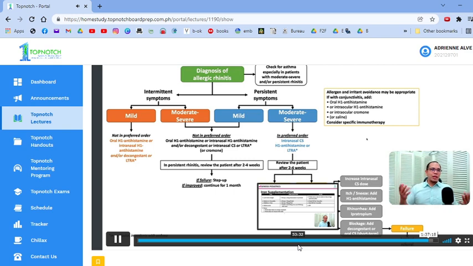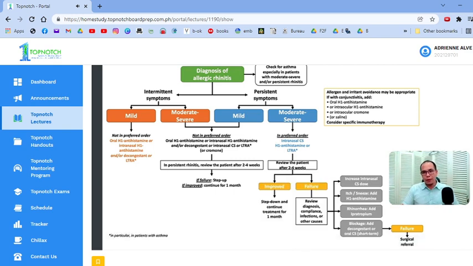And how do you manage it? Again, you can use your intranasal steroids. Antihistamines are also part of the management. Of course, decongestants, depending on the symptoms. This is for the old guidelines, guys. Ito yung mas old na ARIA. It's much more simpler. Kaya ko siya pinapakita sa inyo para may idea kayo. Because I don't think that for the board exam, they will ask you the specific flowchart and details of management. But you have to see this, you have to know para may idea kayo.